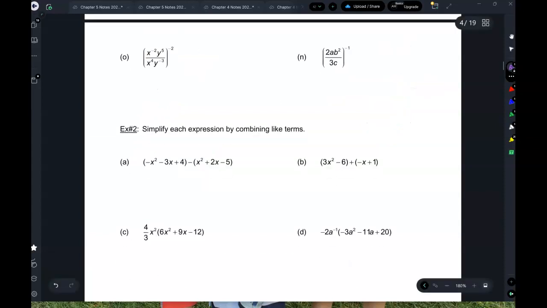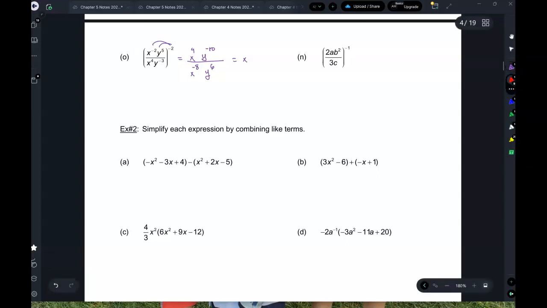Okay, let's quickly do these. Should we distribute the negative 2? Yeah, let's distribute the negative 2. So I have x to the what? Negative 2 times negative 2, positive 4. Y to the negative 10. X to the negative 8. Y to the 6. Right? I'm multiplying everything with a negative 2. So I get here. Okay.